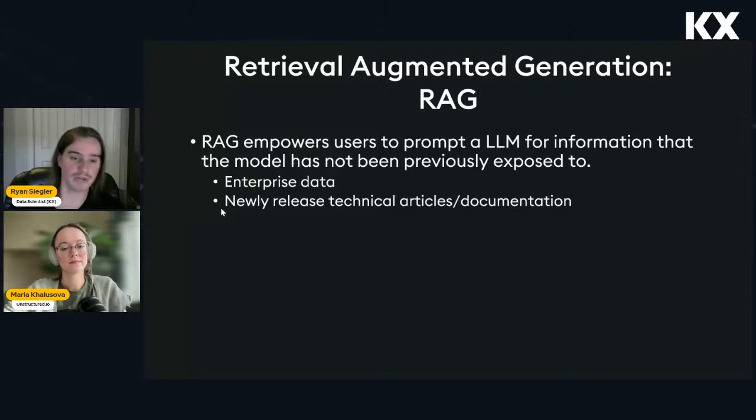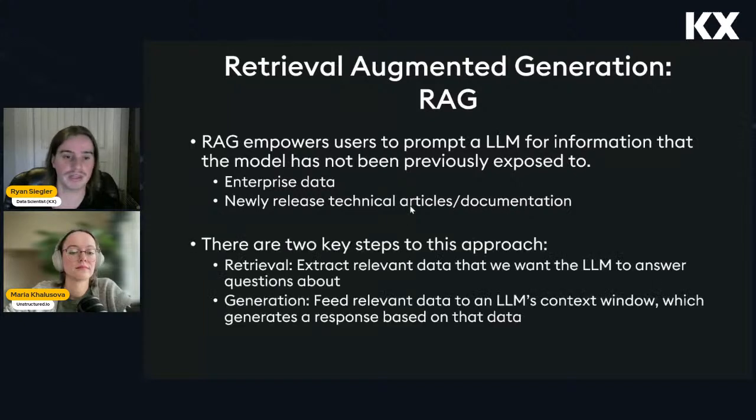So for example, like enterprise data, or say there's some newly released technical articles or documentation that the LLMs haven't been trained on yet. Well, you could use a RAG pipeline to present specific pieces of that information to your large language model. And really there's two key steps to how this works: retrieval and generation. Retrieval is where you extract that relevant data using a vector database and semantic similarity search from the vector database. And then once you retrieve those relevant pieces of data, you then present those to a large language model, where it can then generate a response.